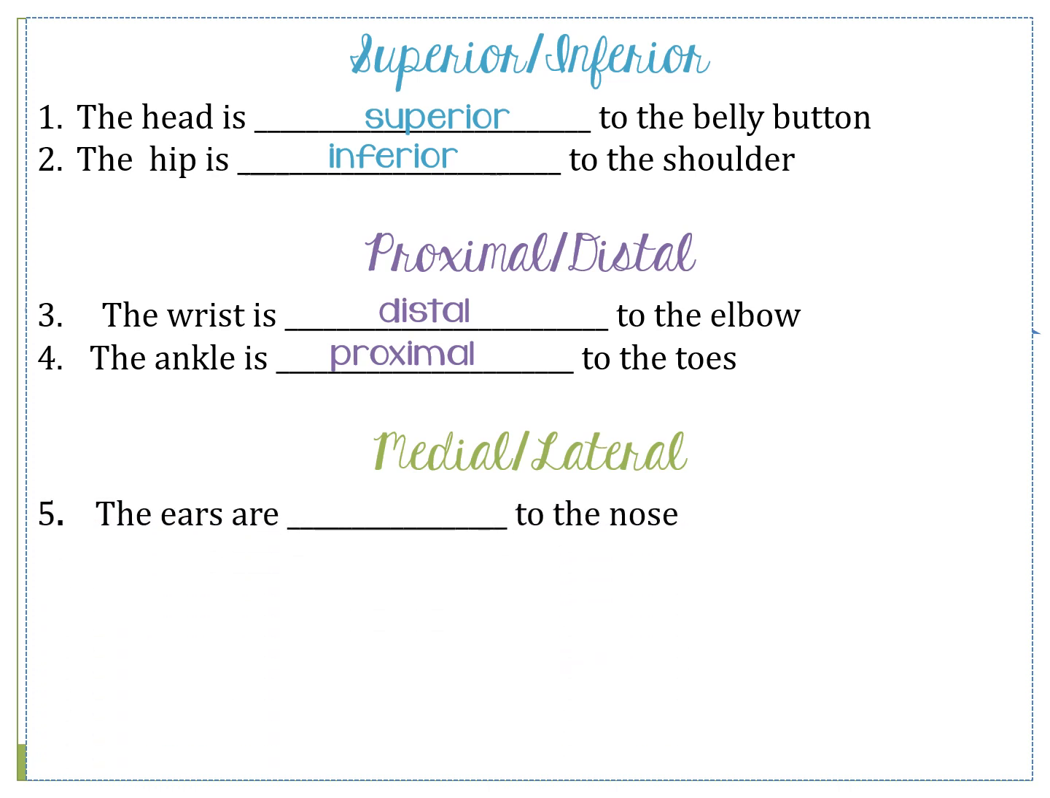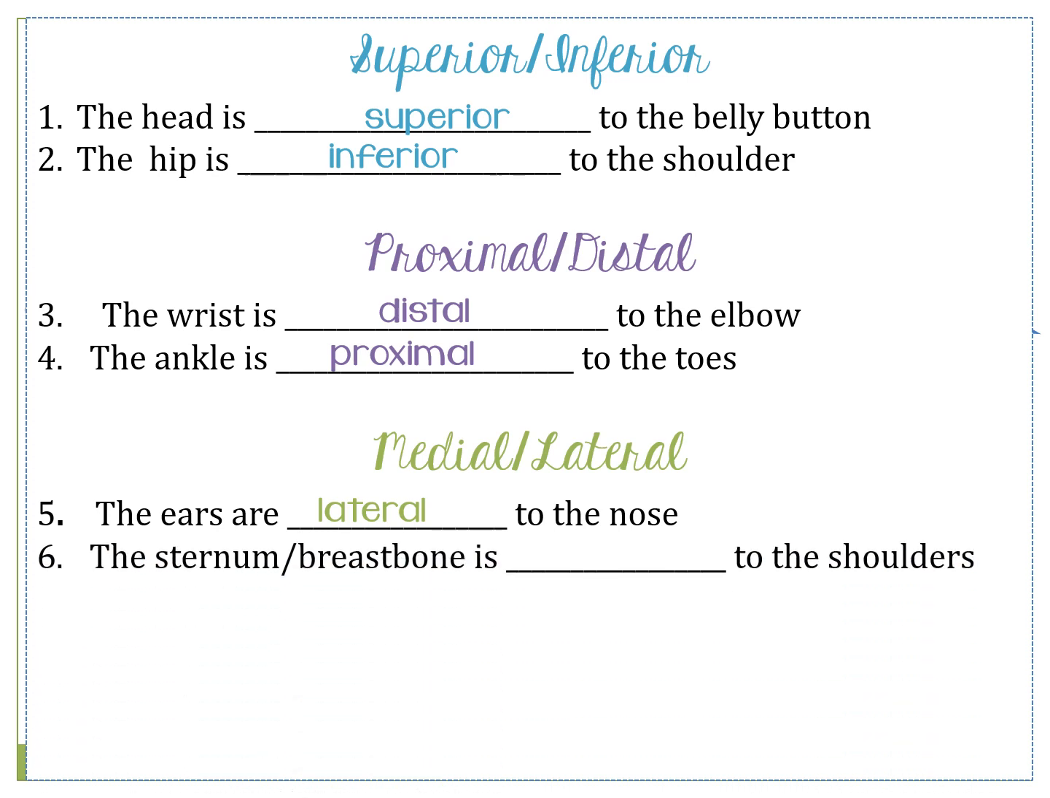With medial and lateral, the ears are what to the nose? Well, the ears are lateral to the nose. They're out to the side or away from the midline. The sternum or your breastbone is what to the shoulders? It's medial to the shoulders. It's towards the midline. It's right at the midline.